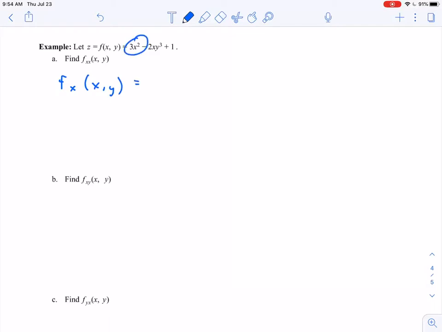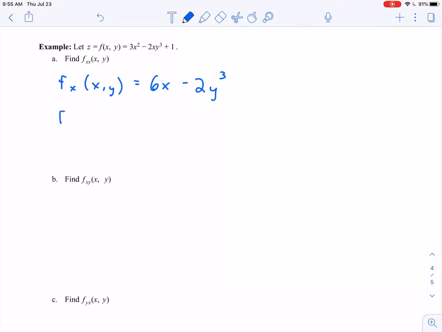Derivative of 3x squared, that's going to be 6x. Derivative of negative 2xy cubed, remember, again, you can cover up that y, but derivative of negative 2x, that's going to be minus 2 times our constant multiple, which is y cubed. And then the derivative of 1, that's going to be 0, so we don't really need that. So here's our first order partial derivative. We need to basically just repeat that process one more time here.